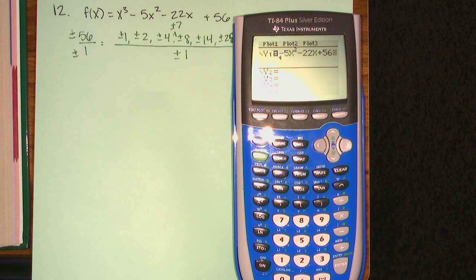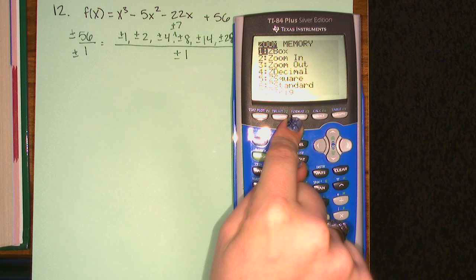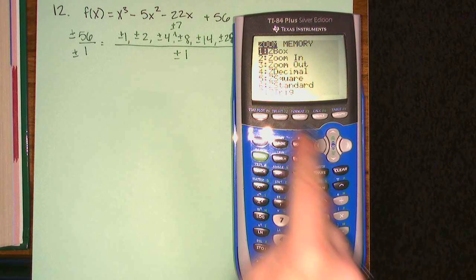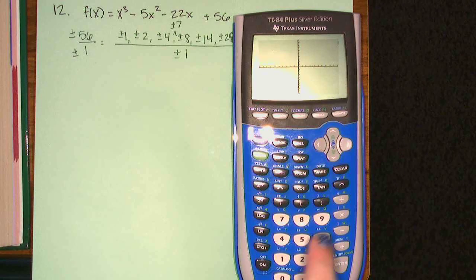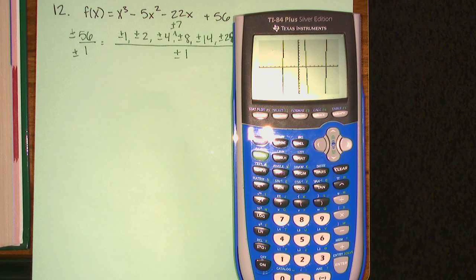Now hit zoom. And then the number 6 for standard. At the top, the third button in the middle. Arrow to the right so it doesn't keep writing it in the exponent.